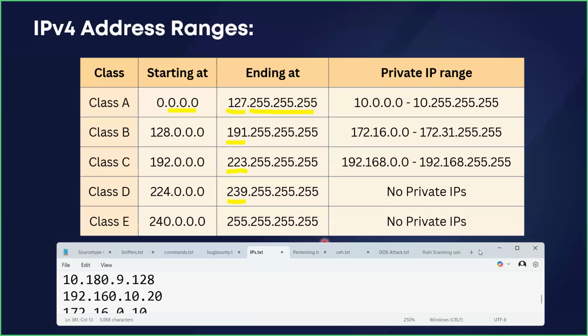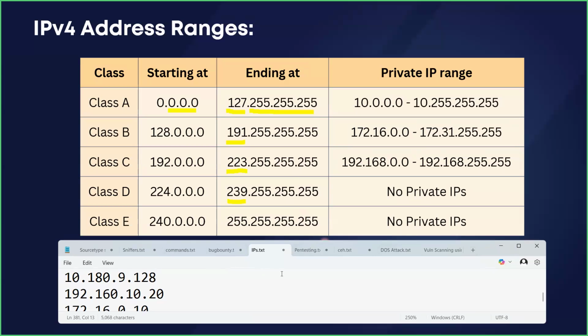So as mentioned, now looking at these ranges, let me give you the answer for the first one. And depending on the same logic, you can give me the answers for the rest. Okay. So when you look at the first IP address here, 10.180.9.128. To determine which class it belongs to, you just have to observe the first octet, 10. Where is 10 falling under? It falls between 0 and 127. So therefore, this is class A.